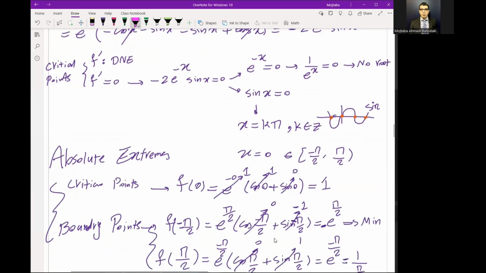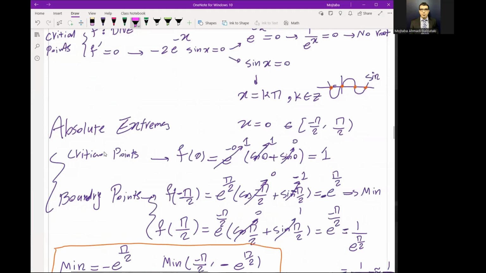So there you go. We have three values to compare to find the absolute extreme values: 0, and then our interval endpoints, minus pi over 2 and pi over 2. So we're going to plug in the 0. That would be e raised to 0, which is 1, cosine of 0, which is 1, sine of 0, which is 0, so we get a 1 here.